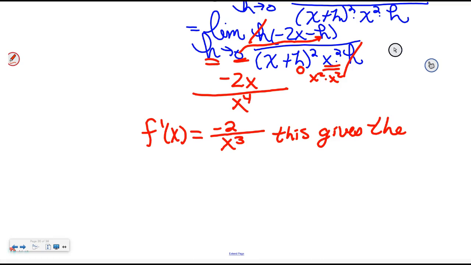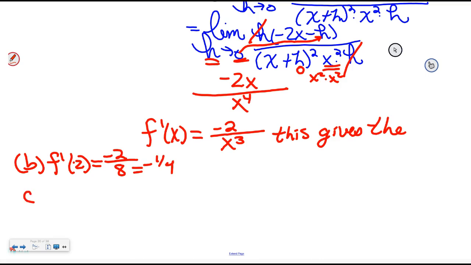All right, then it said for part B to use that to find f prime of 2. What would the slope be at 2? It would be negative 2 over 2 cubed. It'd be negative 1/4. Part C. And then I think this one also said, what does this mean? This means the slope at x equals 2 is negative 1/4. It's going downhill quite gradually there.